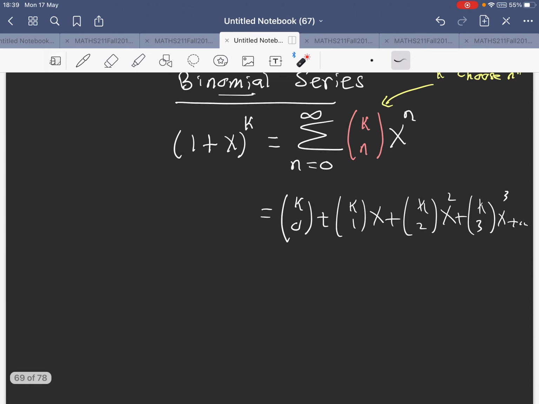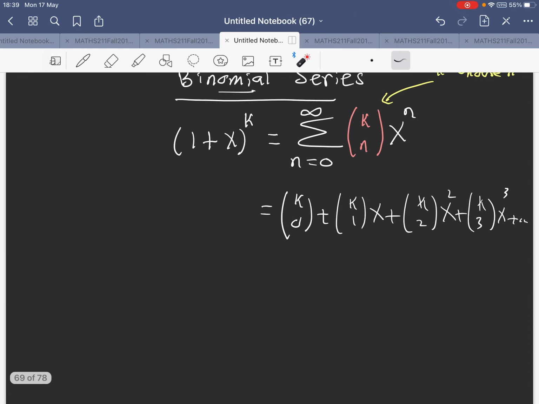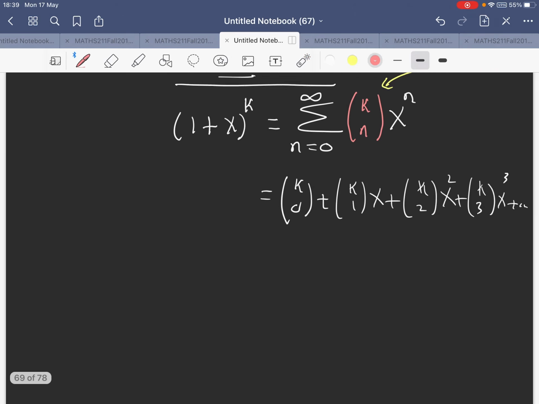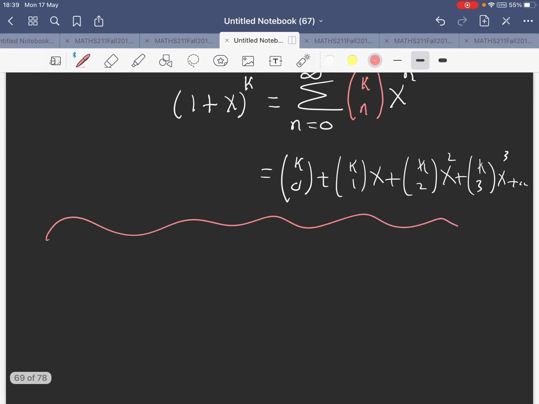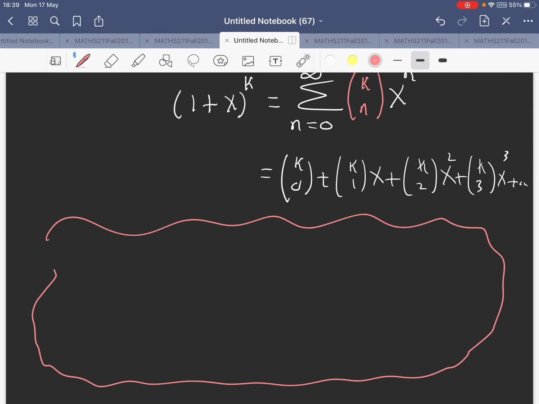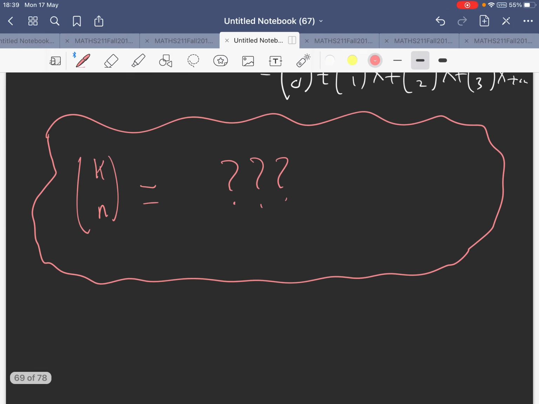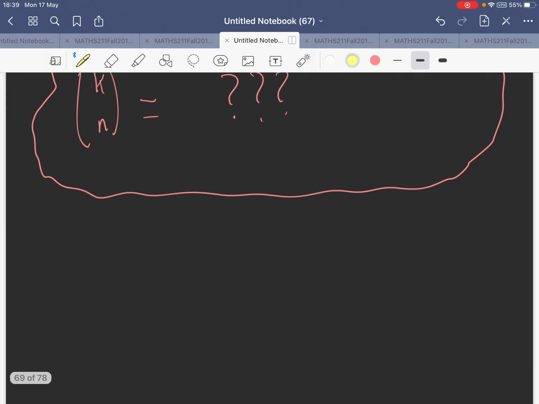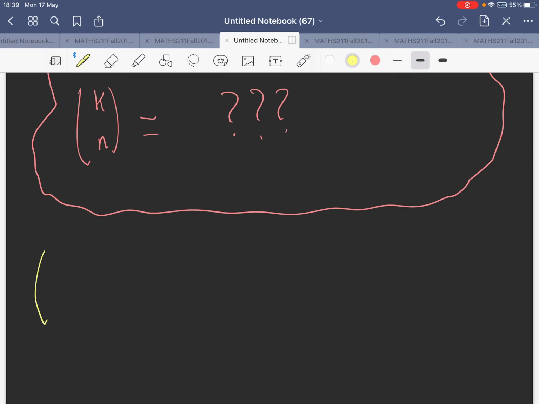Let me tell you how we find this k choose n. What is it equal to? Let us do some examples. I think through the examples we will know. Let me choose a number, maybe 3 with 2.